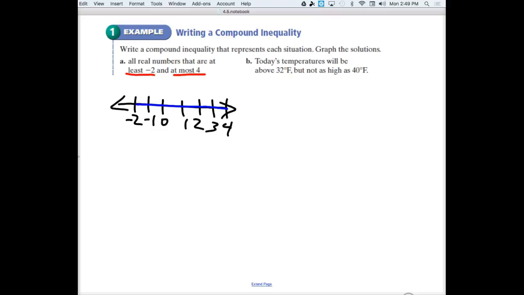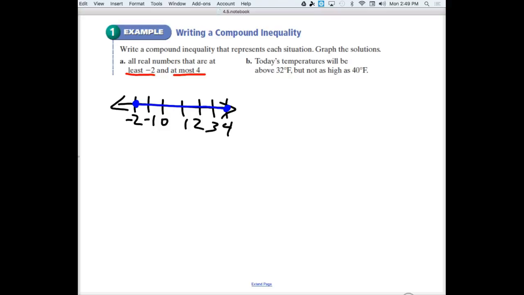It can be at least -2 or at most 4. You have to ask yourself, can it be -2? Well, if it's at least -2, it could be at -2, so we have a solid dot. It's at most 4. Well, it certainly can be 4, so it's going to be another solid dot. And that's what the graph would look like.